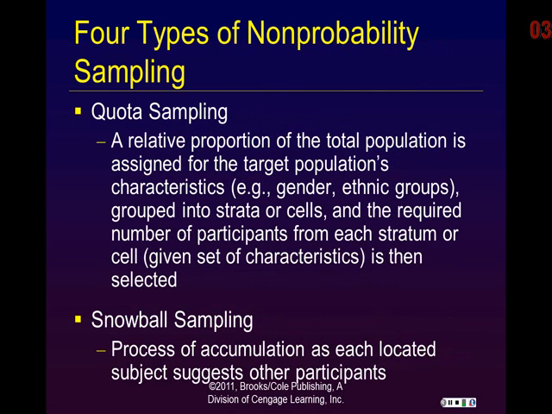Sometimes we want to ensure that our sample contains adequate representations of a desired subpopulation, and in that case we would use quota sampling. Quota sampling will make sure that we have a relative proportion of the total population within our survey. So for example, if we're doing a study of Kansas City and we want a quota sample, our sample should contain the same percentage of whites, blacks, males, females, Hispanics, Native Americans, etc., that the general Kansas City population has.